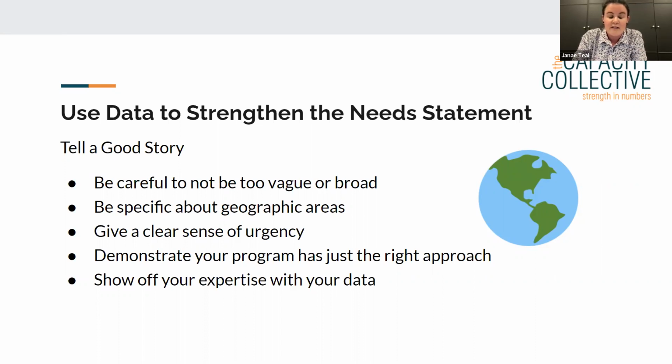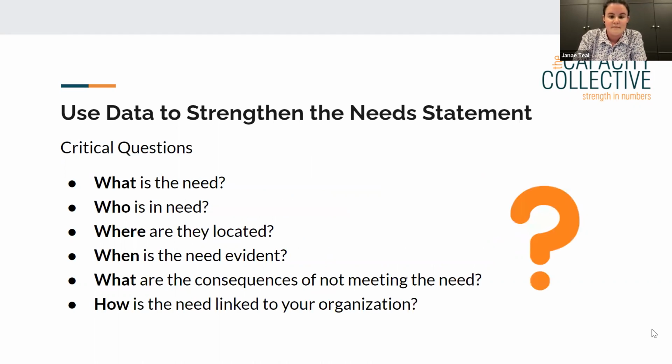You need to demonstrate that your program has the right approach. They need to know that not only do you identify this as a problem, but you are situated in a space that allows you to help address that problem. And then finally, you need to show off your expertise with data. In addition, your needs statement needs to answer the critical questions of the proposal.